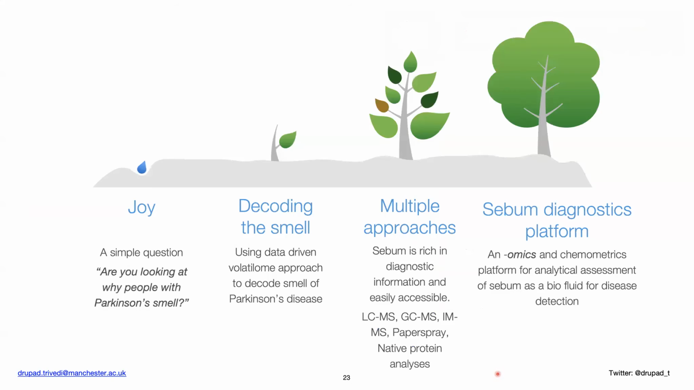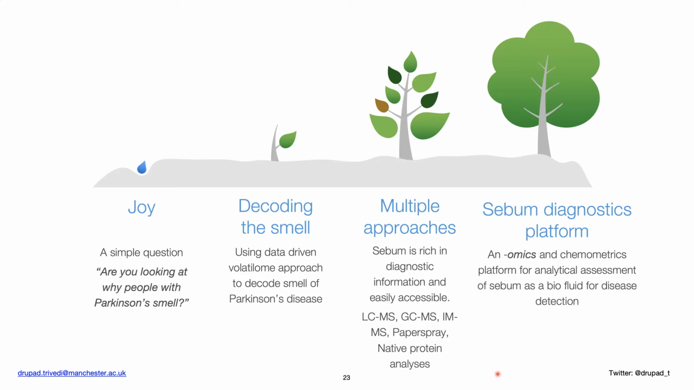So that summarizes what Joy told us. She only planted a bit of a seed by asking us a question. We decoded the smell of Parkinson's using the data first. Then we used multiple approaches to develop it into a test that can be rapidly used to detect Parkinson's.